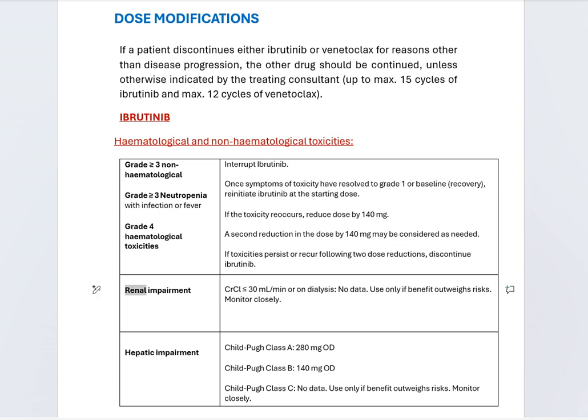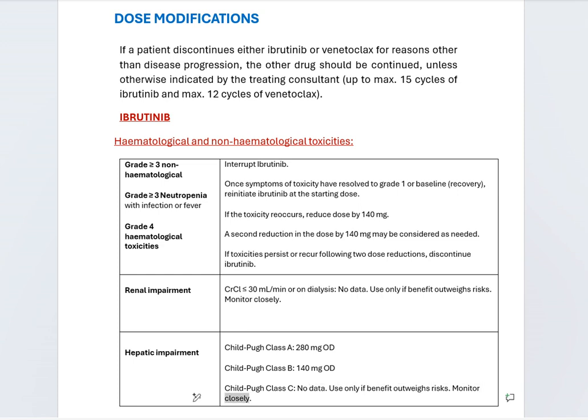Renal impairment. CRCL less than or equal to 30 milliliters per minute or on dialysis. No data. Use only if benefit outweighs risks. Monitor closely. Hepatic impairment. Child-Pugh Class A, 280 milligrams OD. Child-Pugh Class B, 140 milligrams OD. Child-Pugh Class C, no data. Use only if benefit outweighs risks.